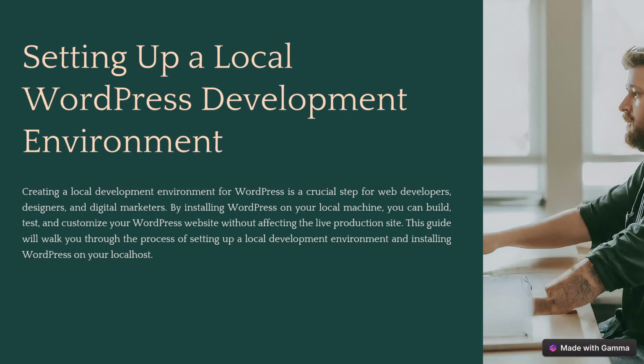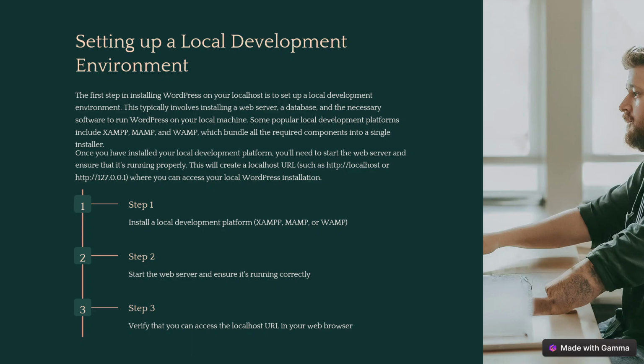So, before we start to install WordPress, first we have to set up a local development environment. The first step in installing WordPress on your localhost is to set up a local development environment. This typically involves installing a web server, a database, and the necessary software to run WordPress on our local machine. Some popular local development platforms are XAMPP, MAMP, and WAMP. We can also make use of AMPPS for setting up a local development environment, which bundles all the required components into a single installer.